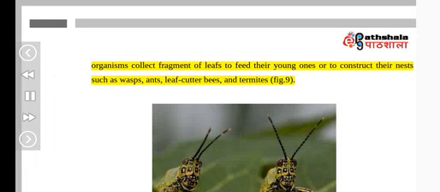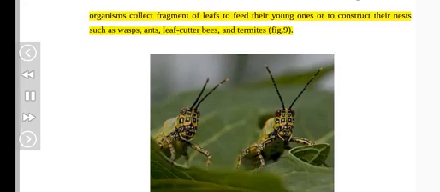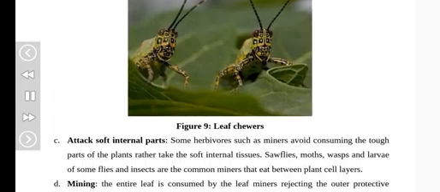Organisms collect fragments of leaves to feed their young ones or to construct their nests, such as wasps, ants, leafcutter bees, and termites. Figure 9. Leaf chewers.